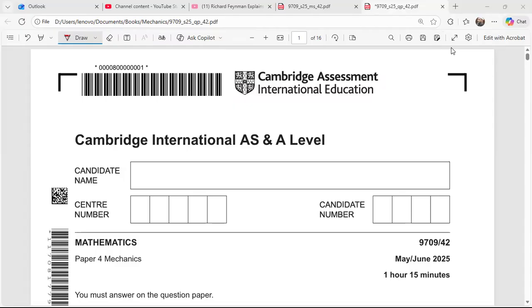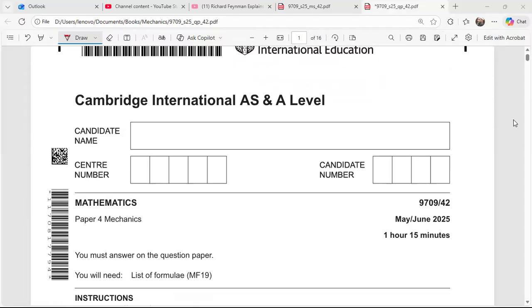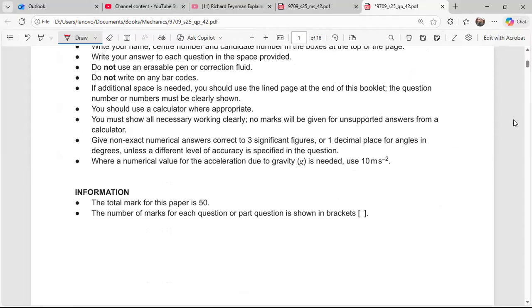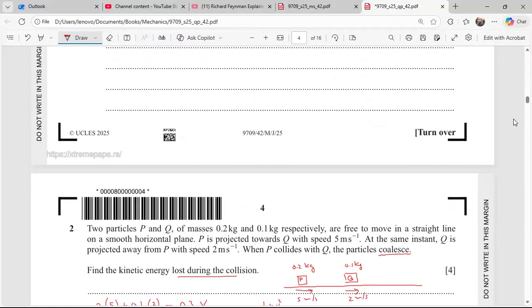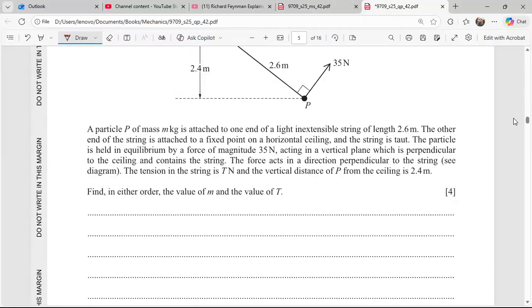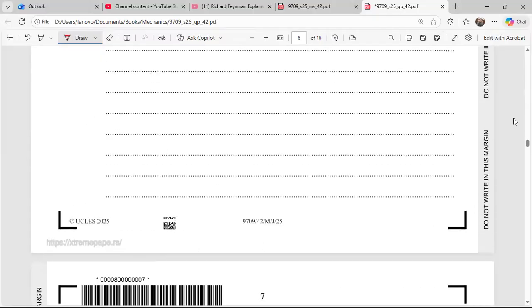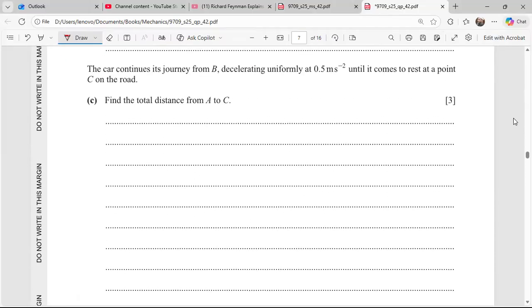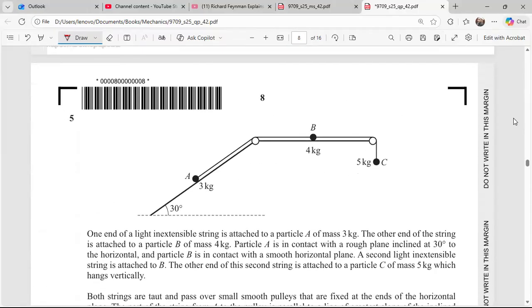We will be solving this previous exam. We started it 2 days ago, I guess. So we are doing this May-June 2025 exam, and this is mathematics for mechanics. We already solved 4 questions, so we will be doing question number 5 today. Here we go for question number 5.